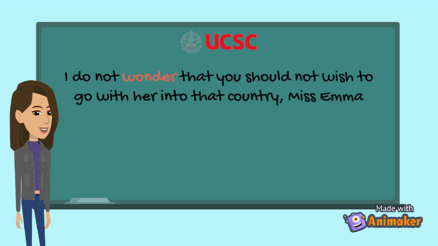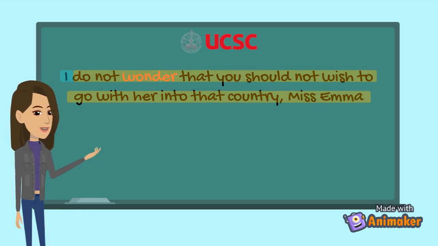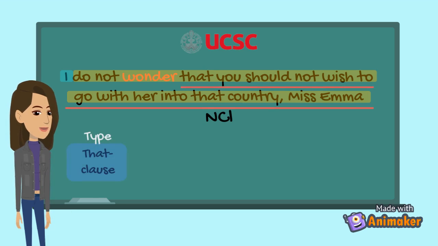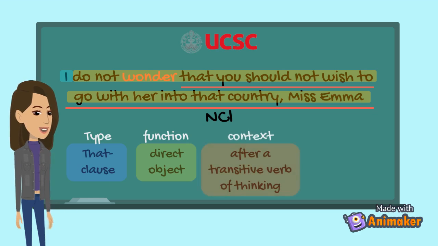To start analyzing the sentence, we have to identify the subject and the predicate, and then find the main verb. In this case, the main conjugated verb is do not wonder, which is composed of the auxiliary verb do not and the transitive verb of thinking, wonder. Our dependent clause starts with the subordinating conjunction that. As a consequence of that, our sentence is a that clause, and it is acting as a direct object. The subordinate clause goes after a transitive verb of thinking, that is wonder, and its use is a statement.